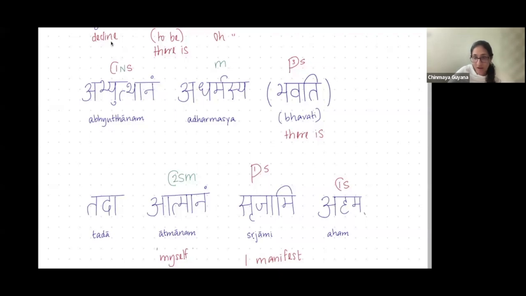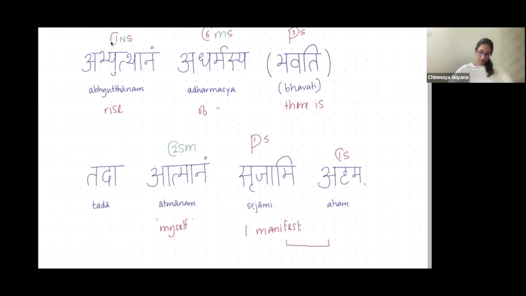Abhyuthanam. Abhyuthanam means rise. There's a rise. And adharmasya, that is same as above. That is sixth case masculine, singular. Of adharma. There is a rise of adharma. Then tada is the other word. Yada means whenever. When. Tada means then. Yada yada means whenever. And tada tada means thenever or however. Tada is an indeclinable. That means then.